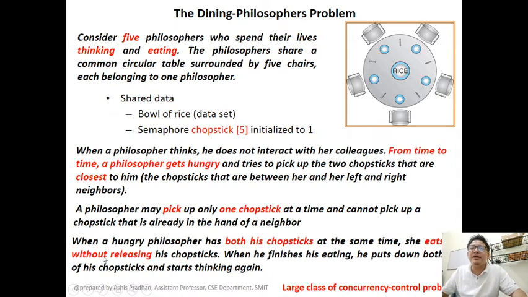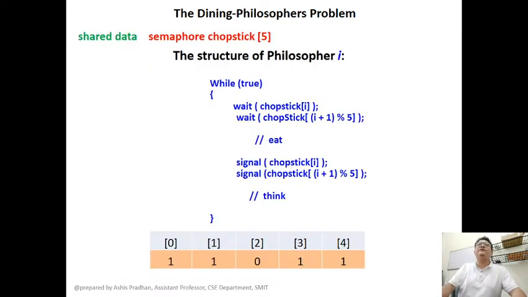So during eating, he will not release the chopstick voluntarily. He has to complete the eating process. Then he will voluntarily release the chopsticks from wherever he has picked them up. Whenever he finishes eating, he puts down both chopsticks and starts thinking again, because after eating, he has to think again. So eating and thinking go one after another. So this is the problem, the problem of the dining philosophers.